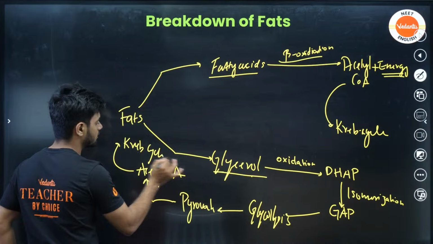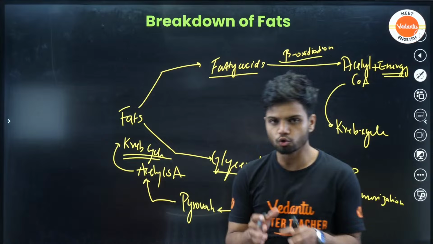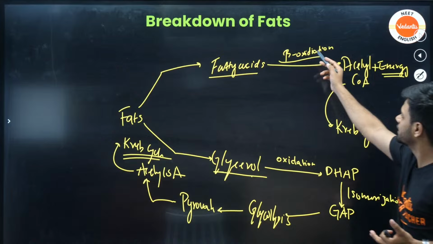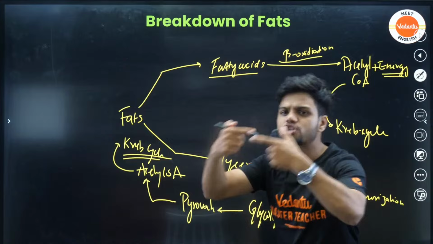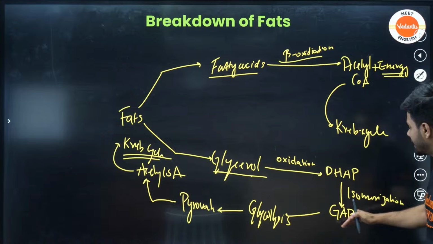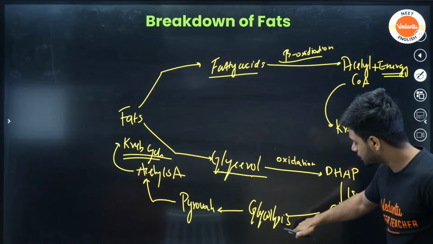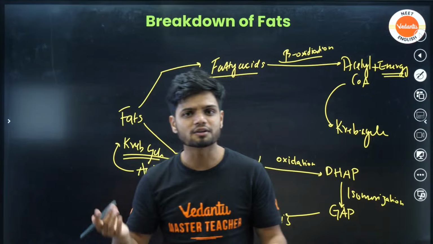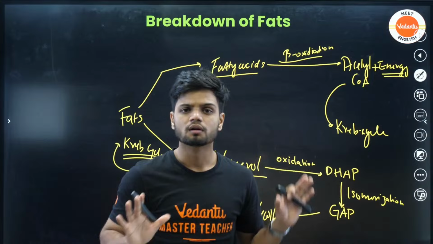So whenever there is no carbohydrate to be broken down, when there is no glucose for the body to completely break down, it uses alternate methods. What are the alternate methods? For example, fatty acids can undergo beta oxidation to produce your acetyl-CoA. The acetyl-CoA can jump into your Krebs cycle. Similarly, your glycerol can undergo oxidation to produce your DHAP and glyceraldehyde 3-phosphate. This GAP can undergo glycolysis to produce your pyruvate. This pyruvate can become acetyl-CoA and it can enter your Krebs cycle. And that's how energy is produced, NADH is produced, FADH is produced. And similarly, your electron transport chain happens and ATP is finally done.